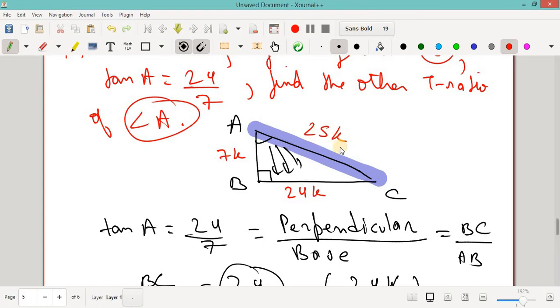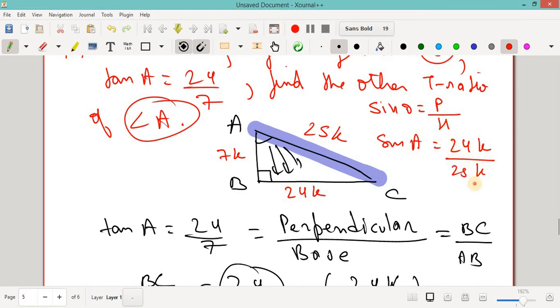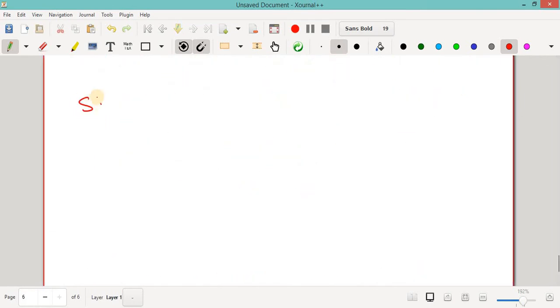Okay, now students, once you get all the three sides, you can calculate any ratio. Let us do one question only. One by one, what is sine theta? Some people have, I'm going to write directly, that is p by h. In this case we are taking angle A, so sine A will be perpendicular, meaning opposite to the angle A only. So 24k by h, that is hypotenuse, that is 25k. So sine A we have got 24 by 25. Done.